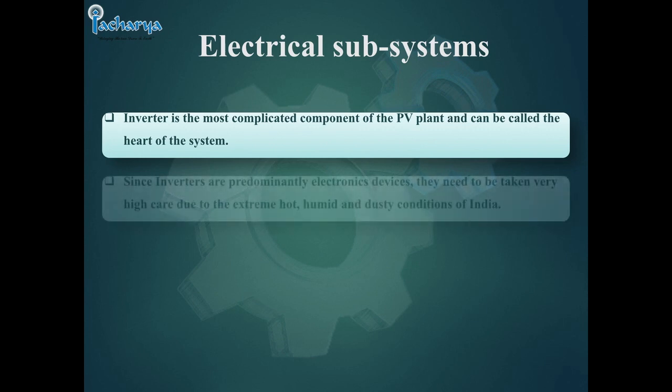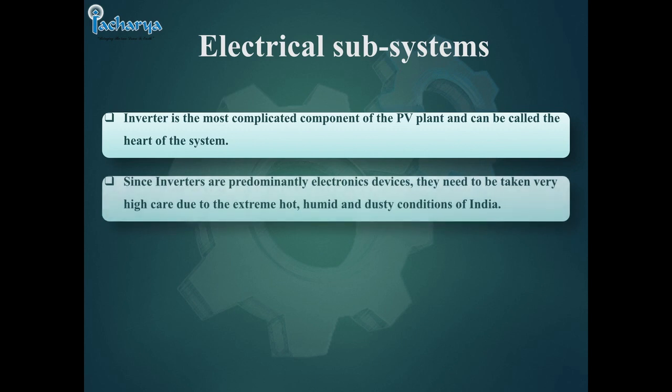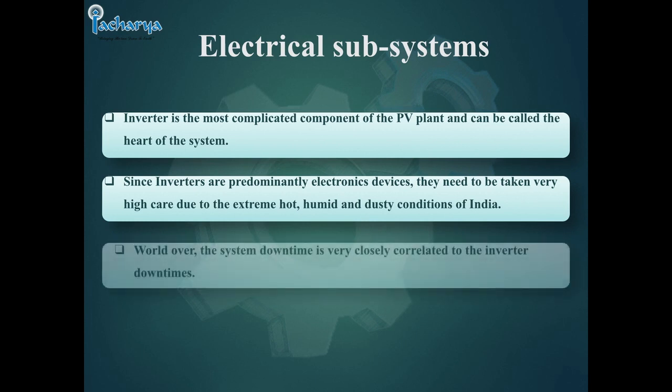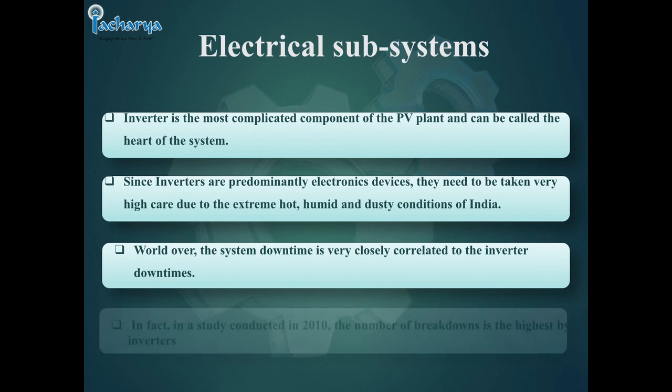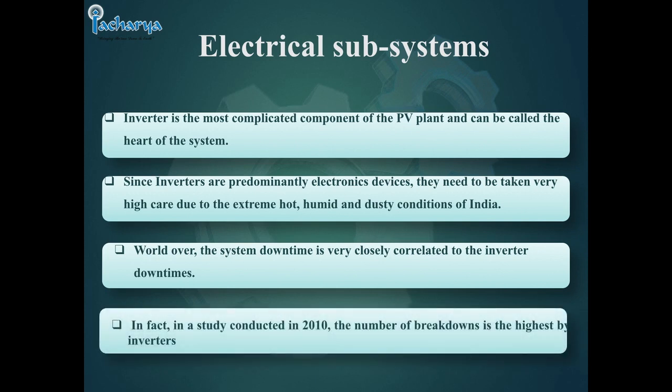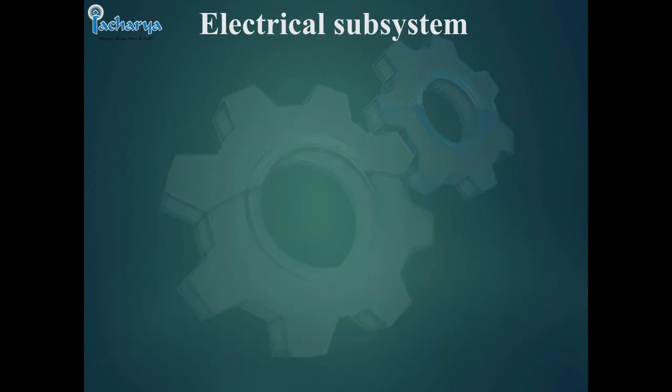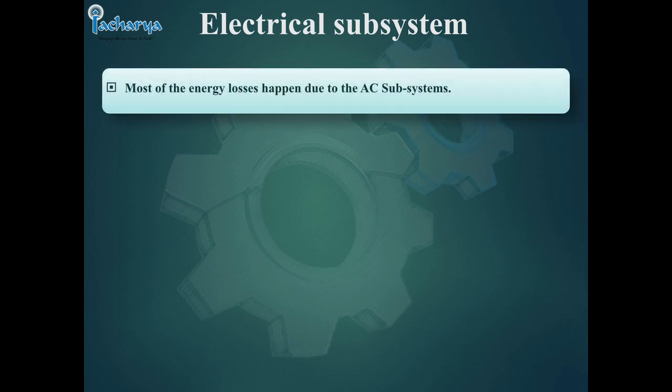Since inverters are predominantly electronic devices, they need to be taken very good care of due to the extremely hot, humid, and dusty conditions of India. World over, system downtime is very closely correlated to inverter downtime. In fact, in a study conducted in 2010, the number of breakdowns was the highest for inverters. Most of the energy losses happen due to the AC subsystems.